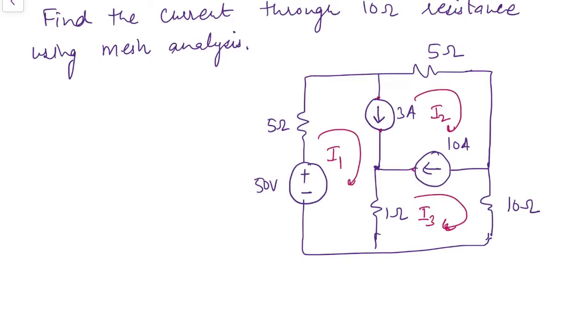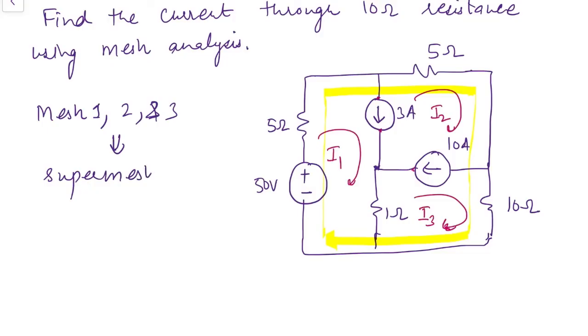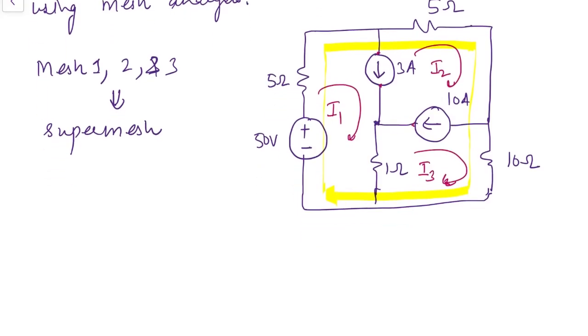So in this case, we need to combine these three meshes all together to make a super mesh, because we have a current source common between mesh 1 and 2, and between 2 and 3 as well. So we have to combine mesh 1, 2 and 3 to make a super mesh. So we will have just one equation by applying KVL, and the rest two equations will be according to the constraint. So the next step is to apply KVL to the super mesh.